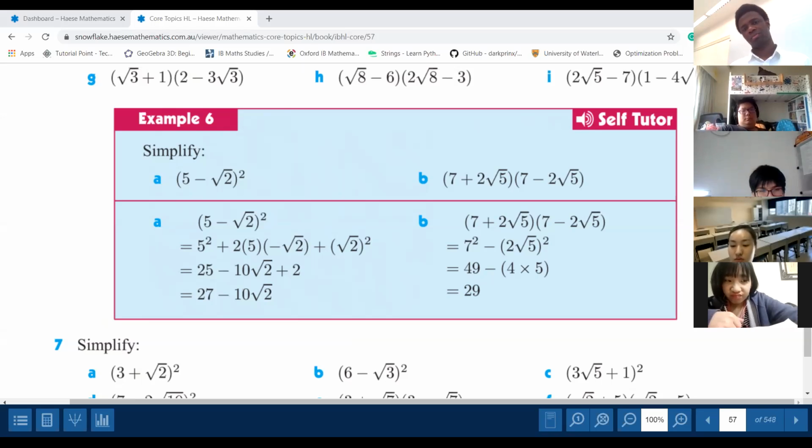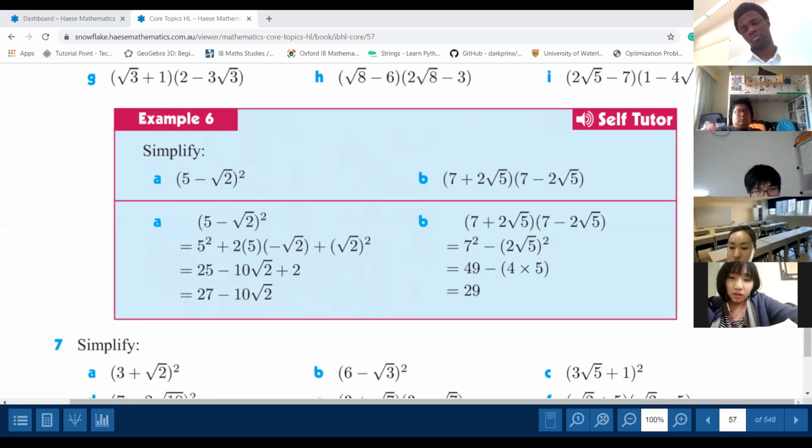In part B, look at the expressions in the brackets. You should see that they differ only by the sign of the second term. We can therefore write the expansion as the difference between two squares. We square the first term, then subtract the square of the second term. This works because if we were to perform the expansion using the FOIL rule, the middle terms would cancel.